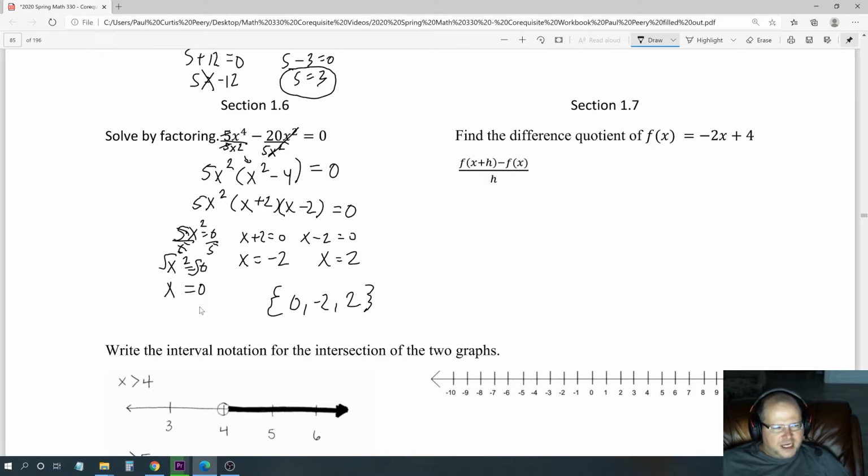So it looks like this had 0, negative 2, and 2 as your answer. That's fine. In set notation, order does not matter, but when in doubt, just put it in ascending order. Put the smallest one on the left, the largest one on the right, and then you don't have to worry about it. But it's okay to not have it in order in set notation.